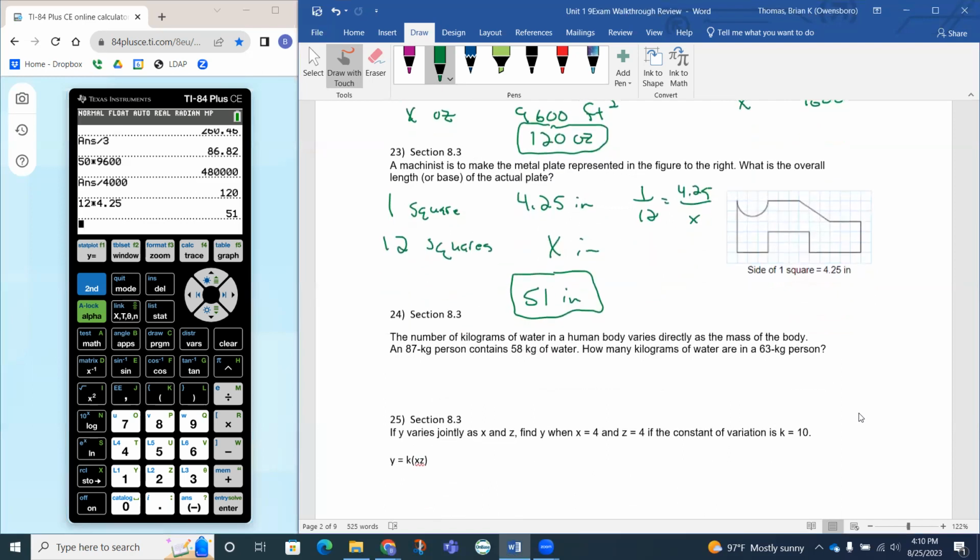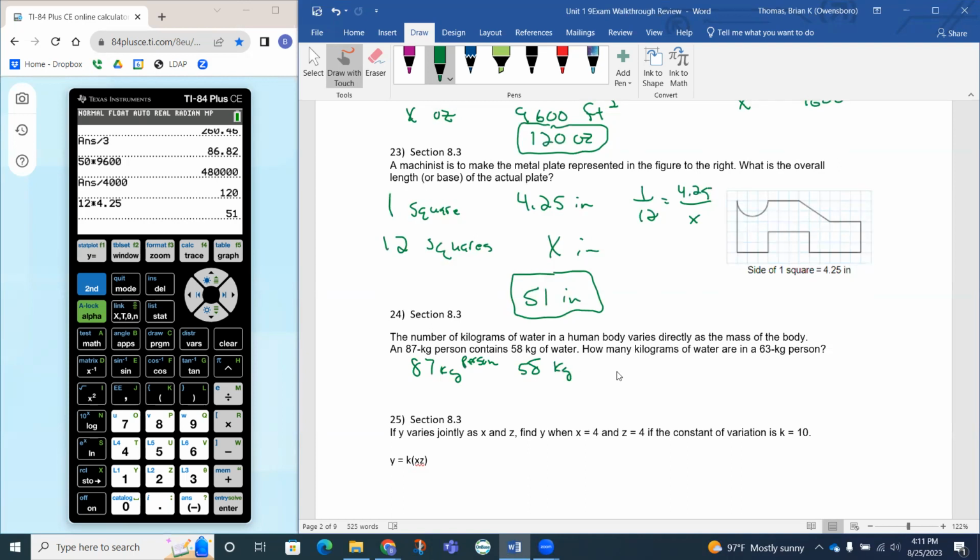So we've got a couple more to look at here. The number of kilograms of water in a human body varies directly as the mass of the body. An 87 kilogram person contains 58 kilograms of water. How many kilograms of water are in a 63 kilogram person? So what we can pick up on is that an 87 kilogram person goes with 58 kilograms of water.